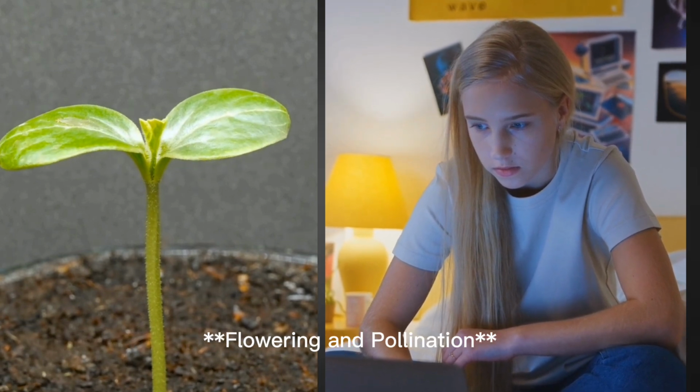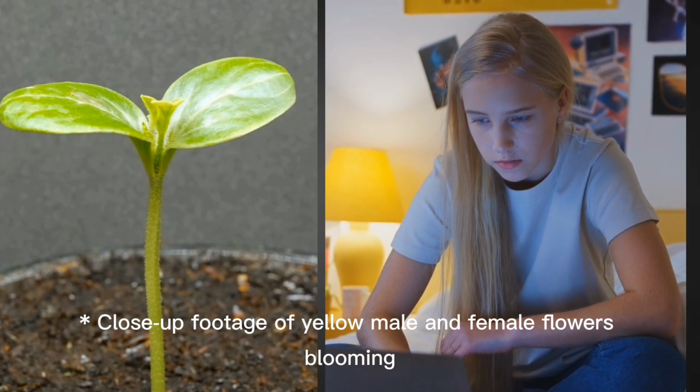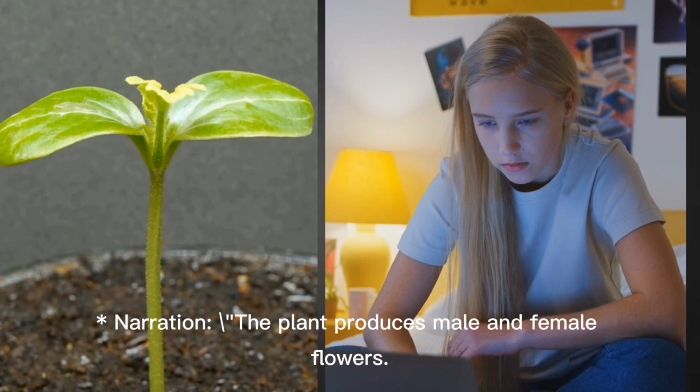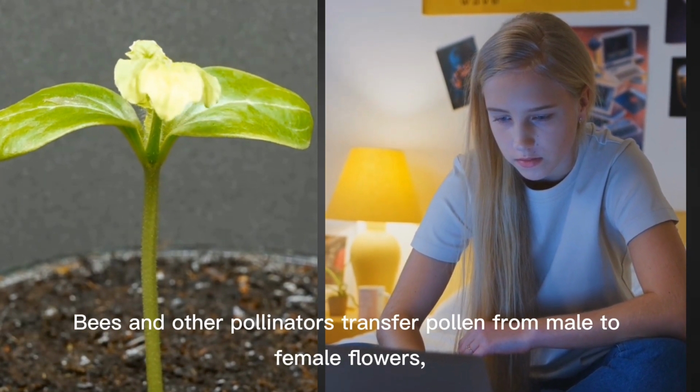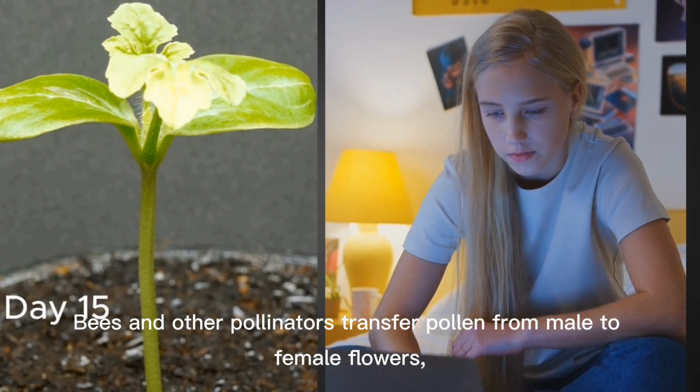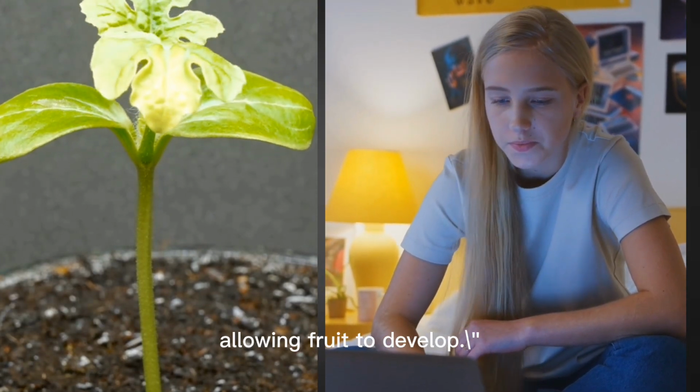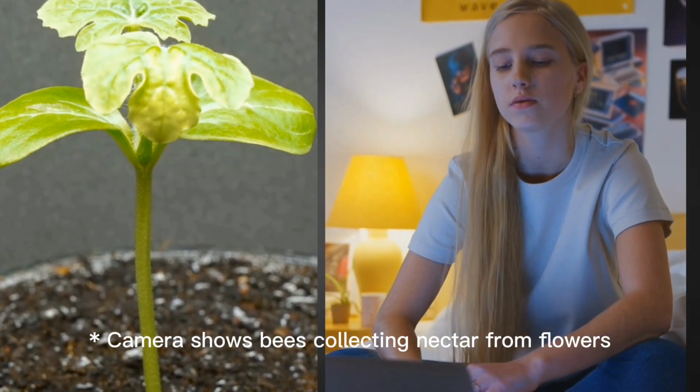Flowering and pollination. Close-up footage of yellow male and female flowers blooming. The plant produces male and female flowers. Bees and other pollinators transfer pollen from male to female flowers, allowing fruit to develop. Camera shows bees collecting nectar from flowers.